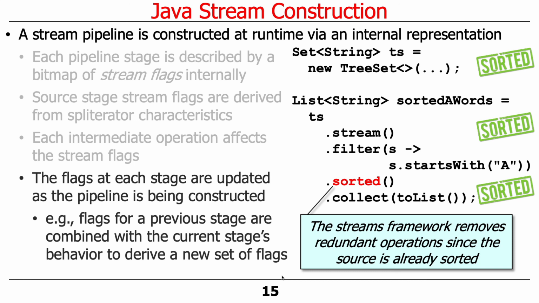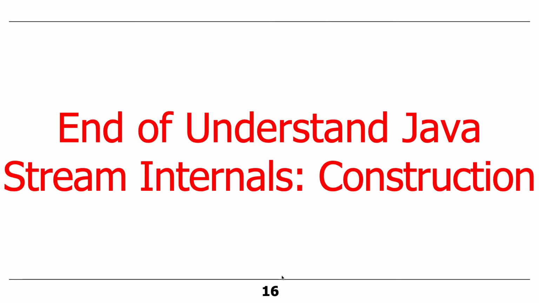So that's just a simple example of how the streams framework knowing the semantics of the source and the operations in a stream can help it do a better job of optimizing the behavior of the stream under the hood. So that's the end of the discussion of constructing a stream.